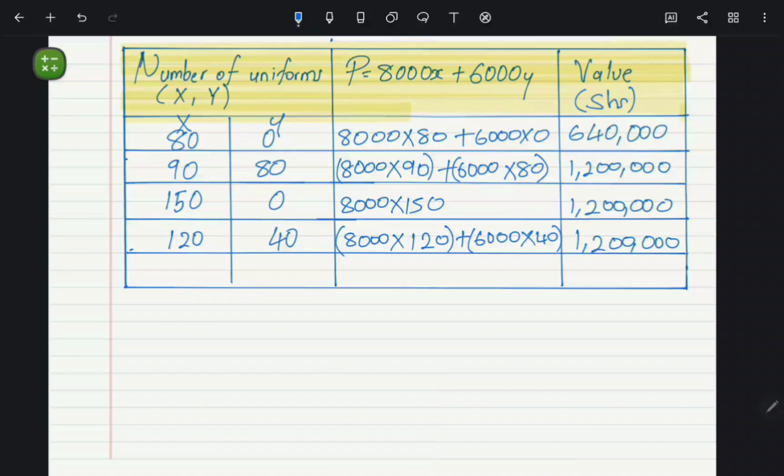So please do this number and pin in the comment section what you got as your maximum profit for the tailor. So now when we look at this, what are we seeing?